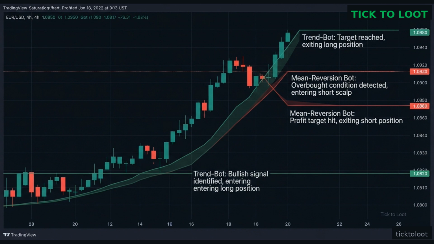Think of it like a surfer waiting for a big swell. Once the wave builds, the surfer hops on and rides it all the way to the shore.